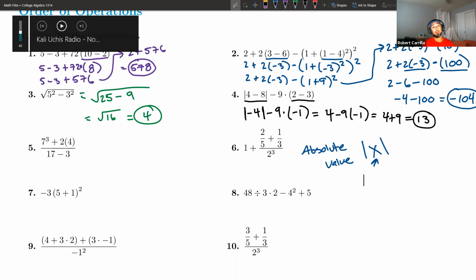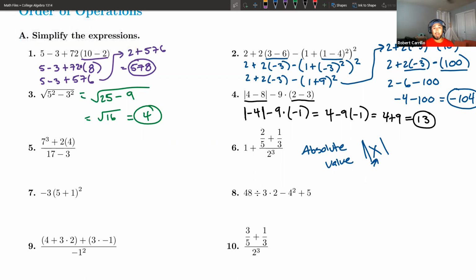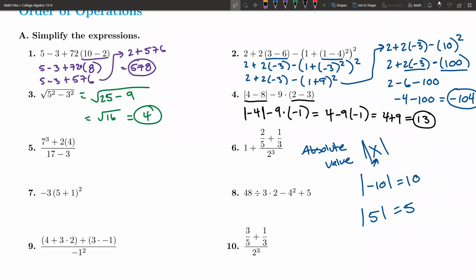Okay, so it's the absolute value of X, and it takes the absolute value of any number. What the absolute value does is make any number into a positive number. If I said the absolute value of negative 10, I would get positive 10. If I said the absolute value of 5, I would still get 5. So it just changes the sign. That's all it is. It has to be positive.